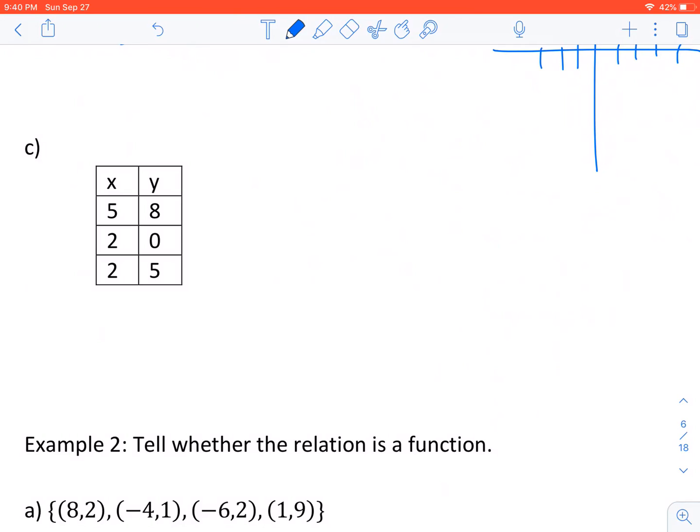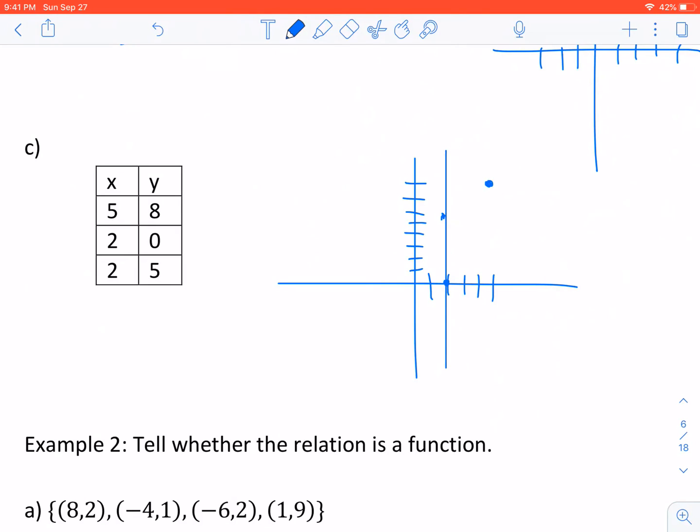This one, 5, 8. Let's graph this. 5, 8. 2, 0, 2, 5. Right there, it hits it twice, if I actually drew it perfectly. Therefore, this is not a function. Not a function, because the x's repeat here. 2 goes to 0 and 2 goes to 5. Therefore, it's not a function.